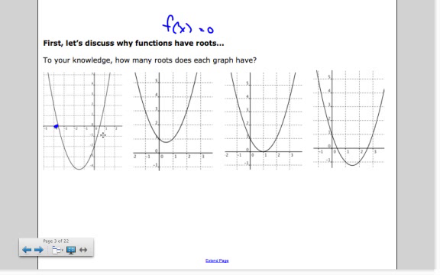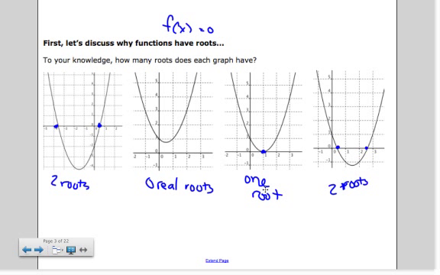This one right here has two roots, one here and one here. This one doesn't touch the x-axis, so it has 0 real roots. This one has 1 root. And this one right here has 2 roots again.